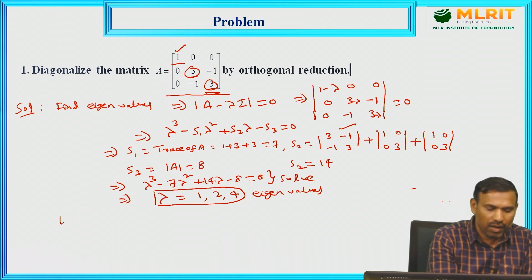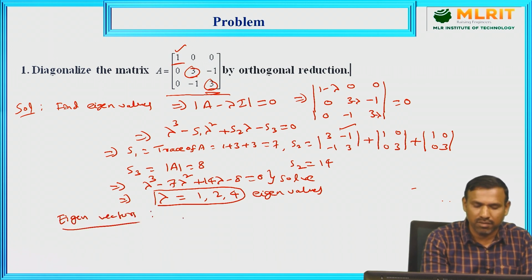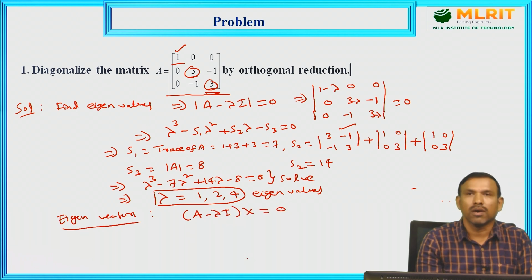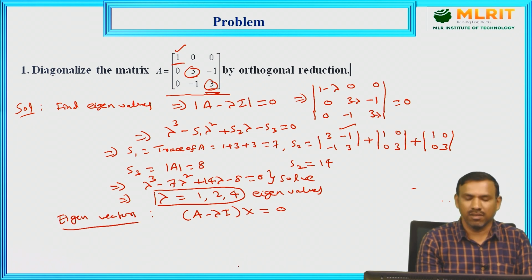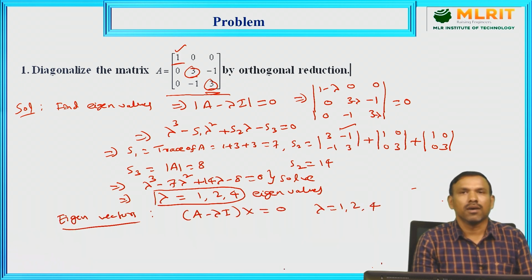So, what are the eigenvectors? How to find eigenvectors of the matrix? That is (A - λI)x = 0. This is the formula to find eigenvectors. That also we discussed very well. Now, put λ = 1, 2 and 4 and solve. We get the 3 eigenvectors.